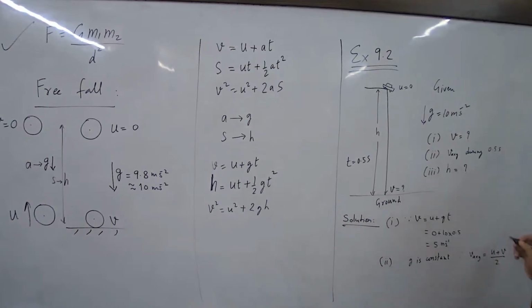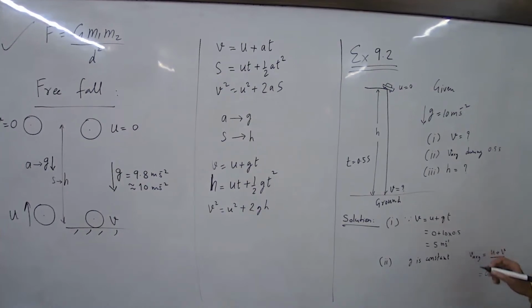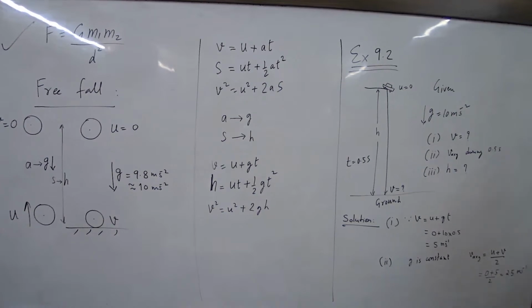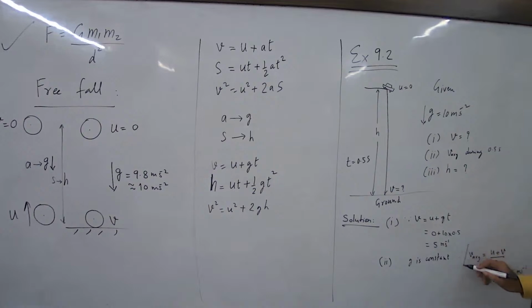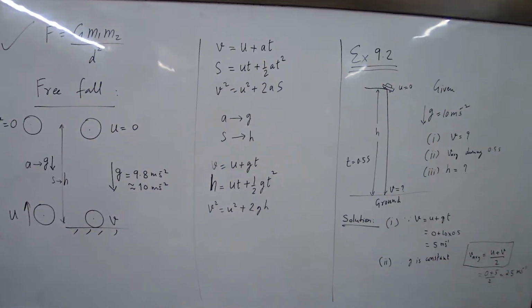therefore v average is equal to u plus v by 2. You just take the mean of the velocities, initial and final. So what do you get now? So this will be 0 plus, what did we obtain? v 5 divided by 2. So this will be 2.5. Okay. So this is a special formula for average velocity only when the acceleration is constant.